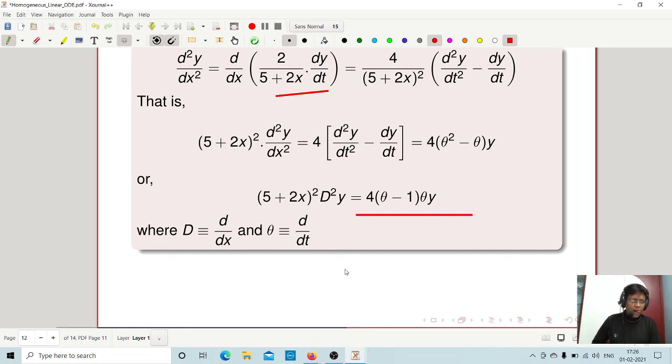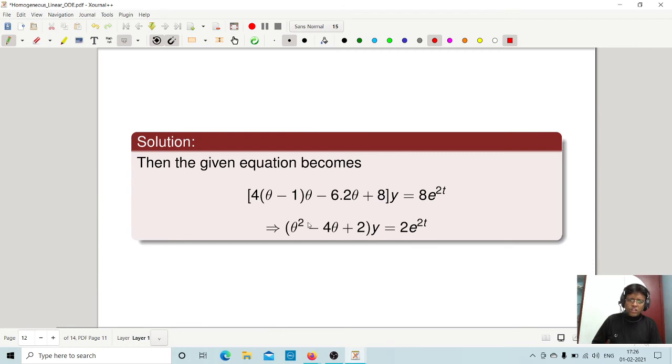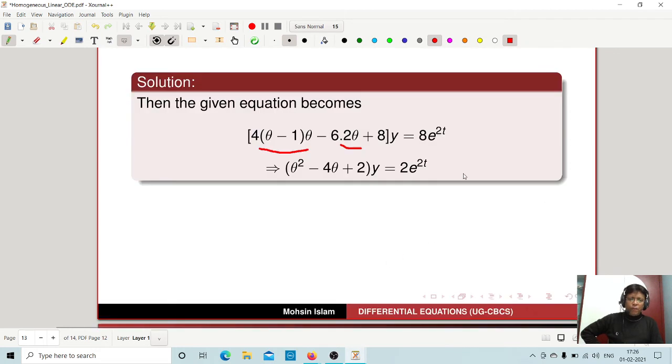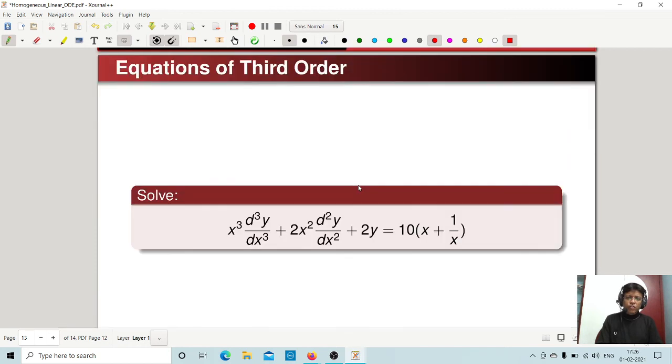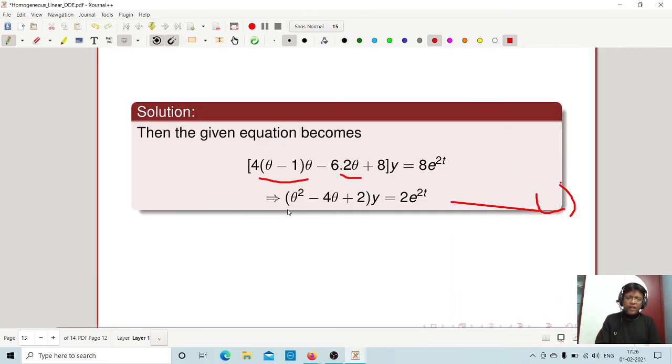And D is equivalent to d/dx, theta is equivalent to d/dt. Always remember. So after that, if you simplify, if you substitute in the given equation, that is replacing (5 plus 2x) whole square d2y/dx2 in terms of this, and your first order derivative in terms of this, and plus 8. So you have this type of simplified form, and this is not homogeneous, but it is a linear differential equation with constant coefficients, right? And you can check that your complementary function can be written as, you have real roots, b square minus 4ac is greater than 0.